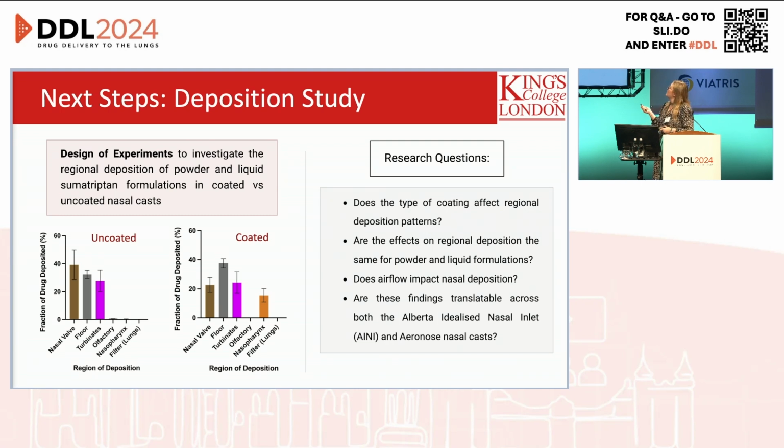To see if the effects are the same for powder and liquid, which is most likely that they won't be because there's lots of literature about the difference between these formulations. Seeing if airflow impacts deposition. I know this was mentioned, especially by Phil earlier on, the importance of airflow and how this may have an impact on where the drug is going and how the drug may interact with mucus. And if these findings are translatable across the 2 different types of cast, the Alberta and the Aeronose.